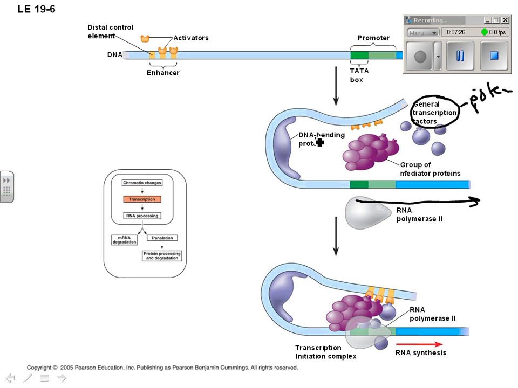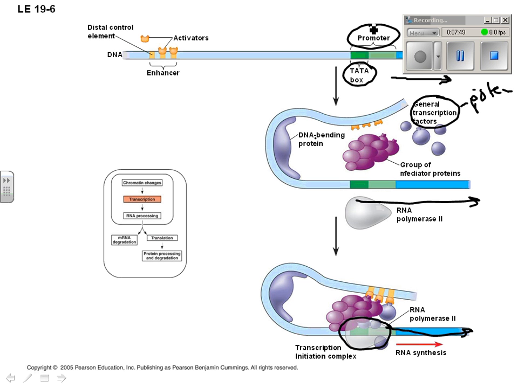RNA polymerase has to go along the DNA and create RNA. And in order for that to happen, it has to start at a spot, and it always starts at something called the TATA box, a series of TATA upstream from the gene. The gene is this way, and that's called the promoter region, just like in an operon.